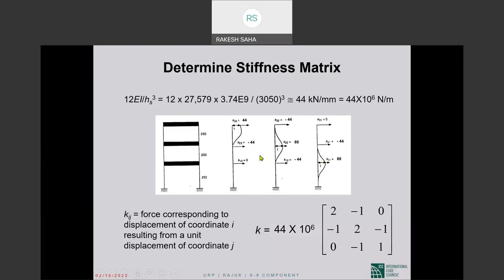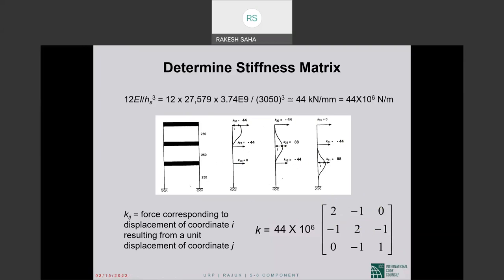So these numbers we can assemble into a stiffness matrix. K11, if we take 44 out, K11 would be 2, that is here. K12 will be negative 1, which is here. K13 is 0, which is there. K21 negative 44 is here. K22 of 88 is here. And K33 of negative 44 is here. So this is how we assemble the stiffness matrix.